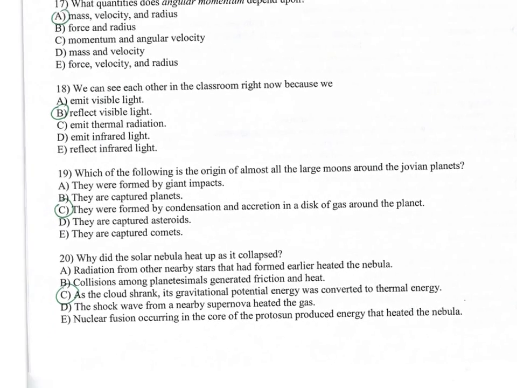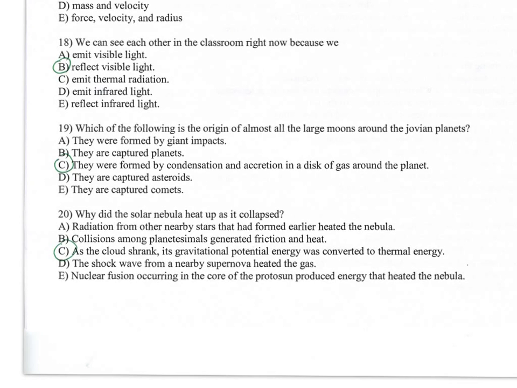Question 20, why did the solar nebula heat up as it collapsed? That's an example of gravitational potential energy converted to thermal energy. So C is the best answer there.